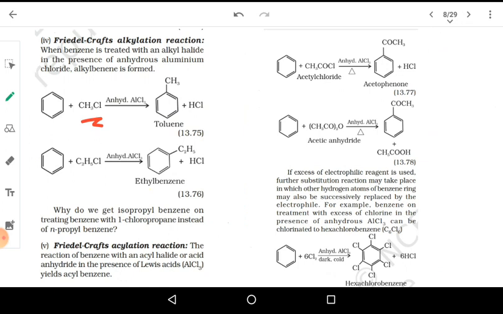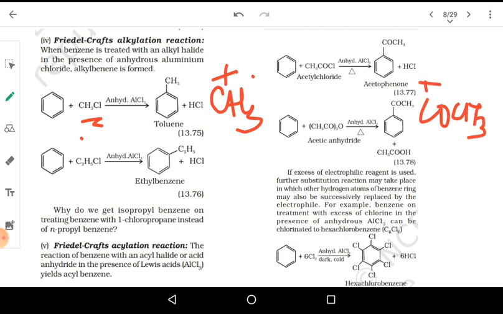Now what is happening over here? Here the electrophile that is formed is CH3 plus, and that is going to get attached to the benzene, as a result of which we are getting the desired product. Now in Friedel-Crafts acylation, what is happening? We are getting the COCH3 group, and this COCH3 plus is going to get attached to the benzene molecule. As a result we will get the corresponding molecules like acetophenone.